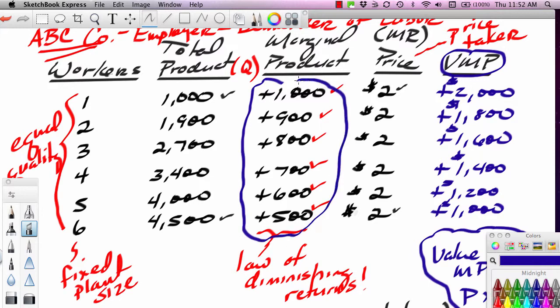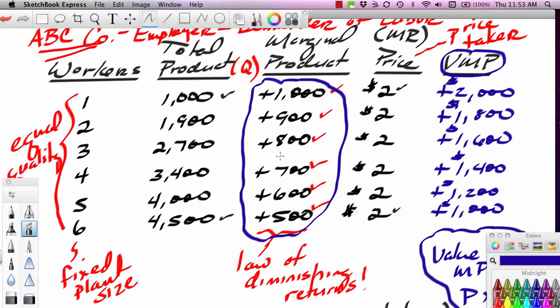And again, this has nothing to do with worker quality. The sixth worker, whoever that is, Fred, we're not saying Fred is half as productive as Mary, the first worker. Mary, the first worker added, adds 1,000 units. Fred only adds 500 units. We're not saying he's half a productive person. What we're saying is 6 people can only make 500 more than 5 people. 5 people can only make 600 more than 4 people. 4 people can make 700 more than 3 people.